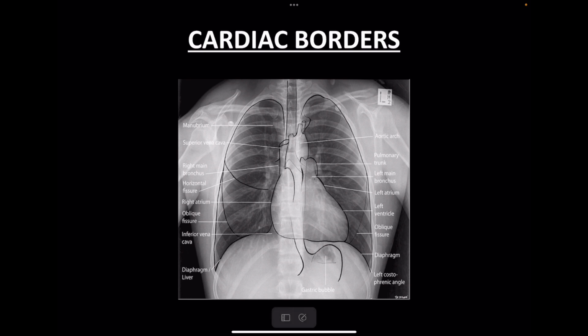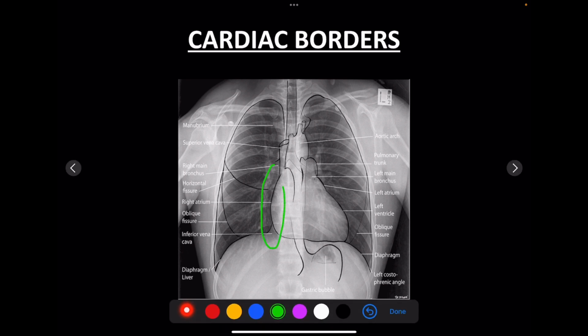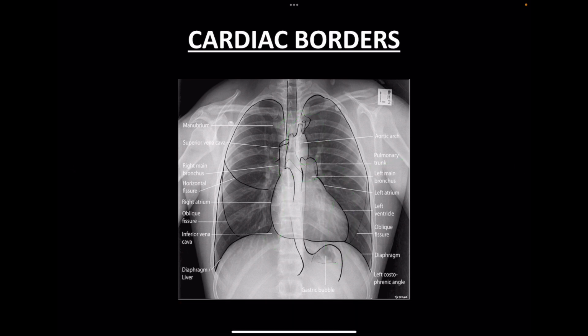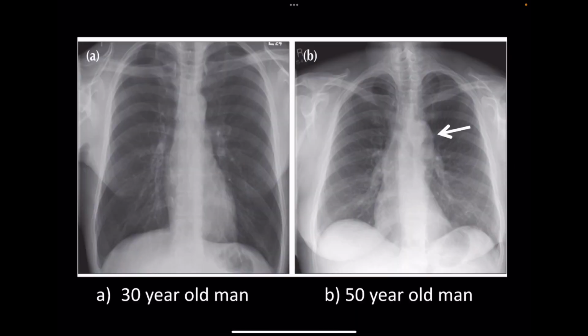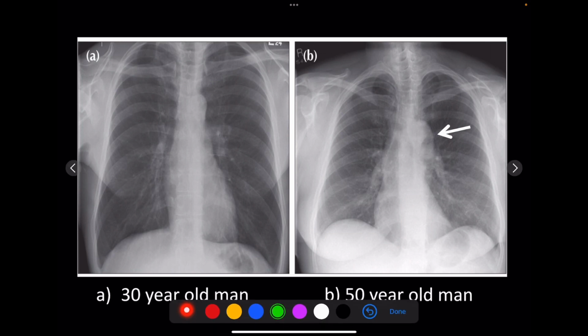So these are the cardiac borders. Right side, this is the border, left side, this is the border, this is the pulmonary trunk, this is the arch of the aorta. So here we can see this is the arch of the aorta, this is the pulmonary trunk, and if we compare this area with this area, you can see that there is a swelling or unfolding which is occurring. So this unfolding, compare with this.